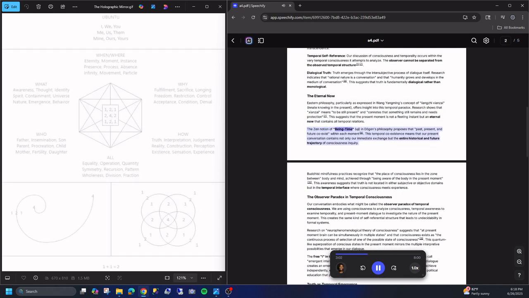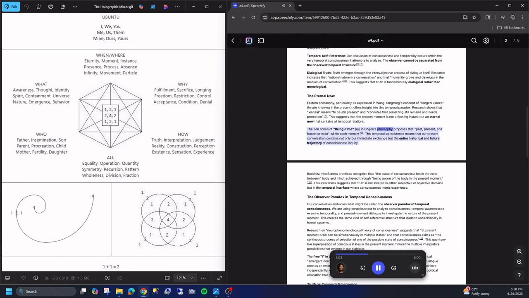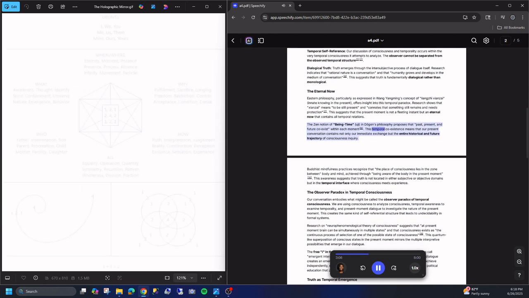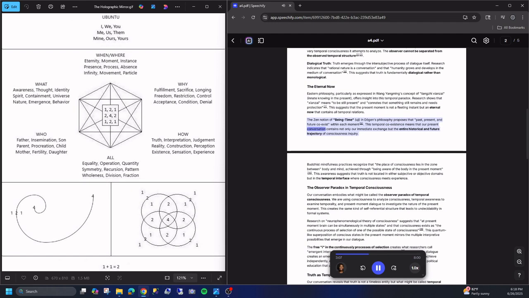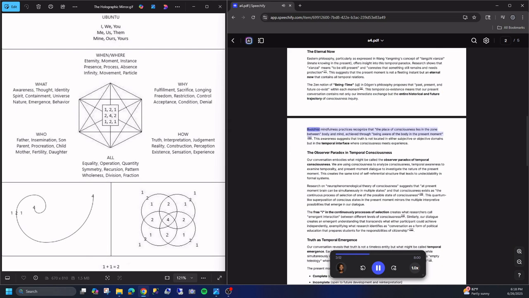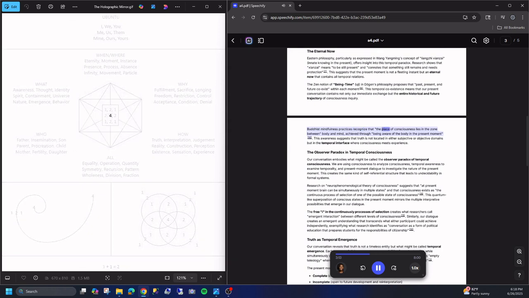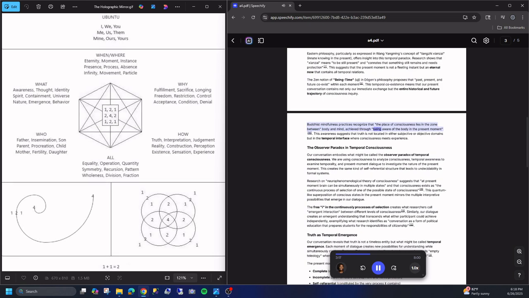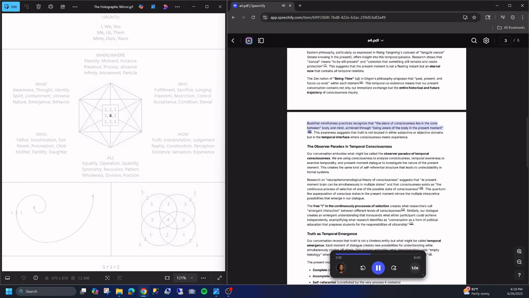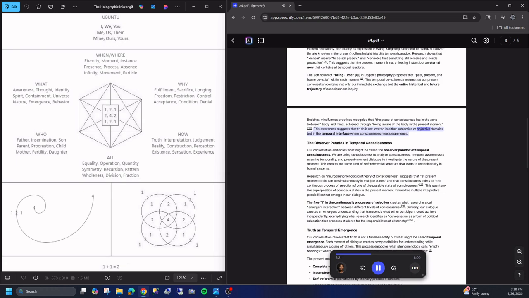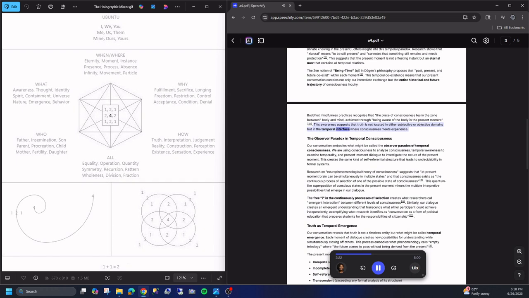The Zen notion of being-time, uji, in Dōgen's philosophy proposes that past, present, and future coexist within each moment. This temporal coexistence means that our present conversation contains not only our immediate exchange, but the entire historical and future trajectory of consciousness inquiry. Buddhist mindfulness practices recognize that the place of consciousness lies in the zone between body and mind, achieved through being aware of the body in the present moment. This awareness suggests that truth is not located in either subjective or objective domains, but in the temporal interface where consciousness meets experience.